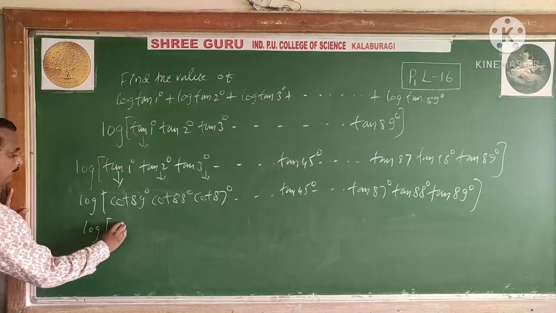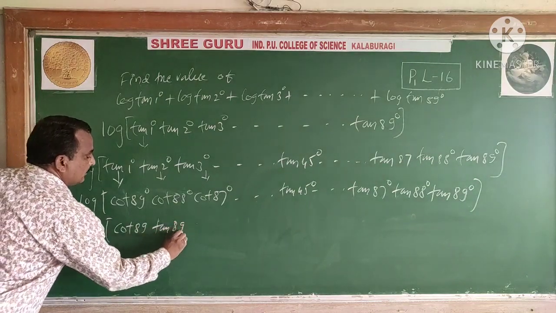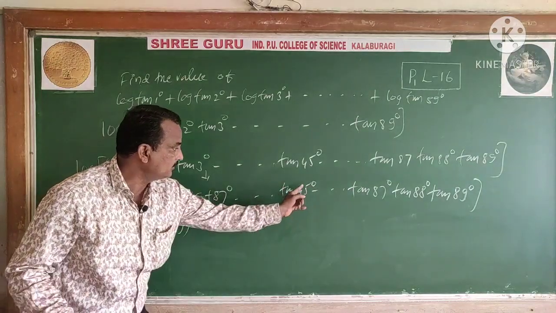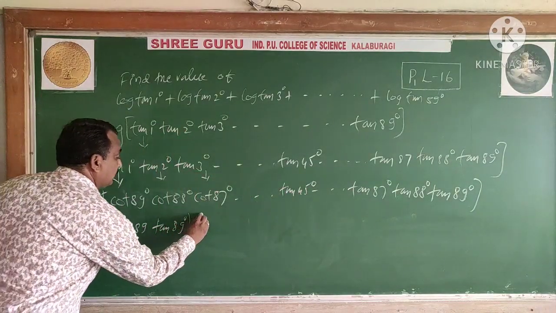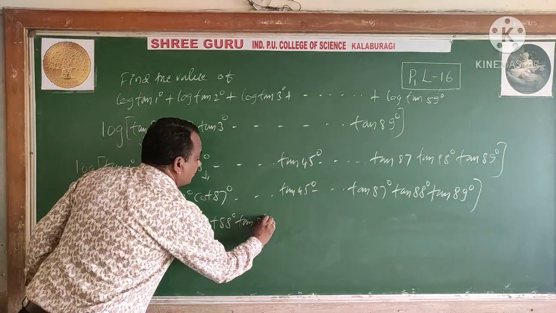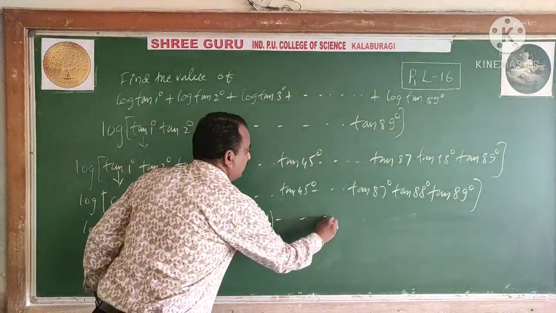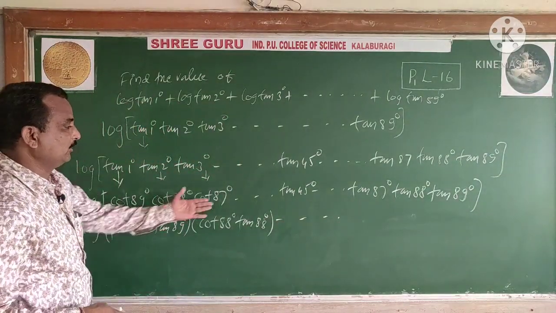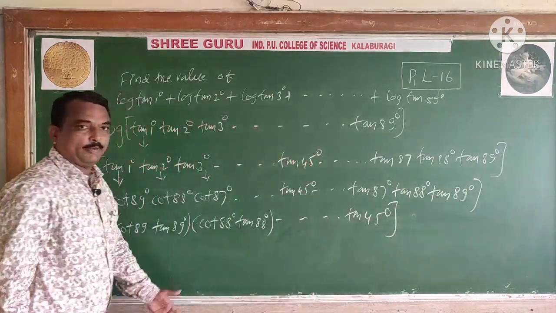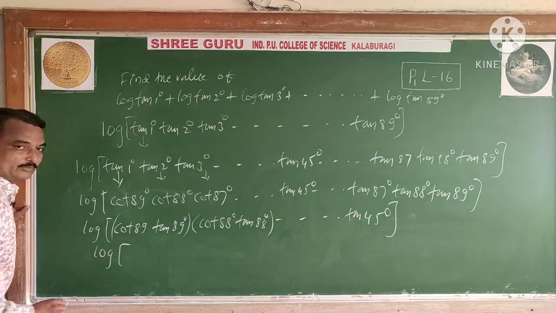Let us make the pairs: cot 89 with tan 89. Like that there are 44 pairs, and totally 89 terms, so 44 pairs become 88 terms. Similarly cot 88 with tan 88, then 87 and 87, 86 and 86. Like that, only the term tan of 45 degree remains. I have shown this in detail in the previous class; this one also I am showing here. Those who are not getting it, let us see once again.